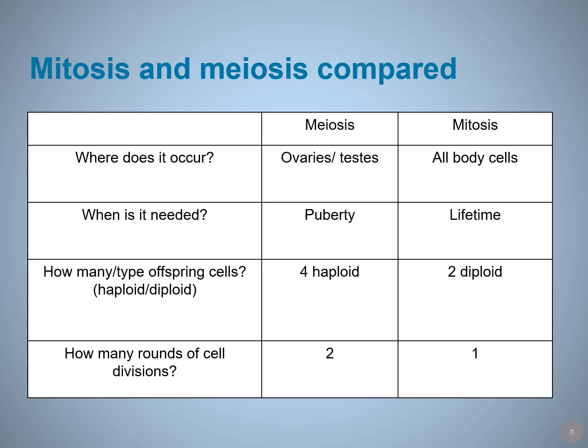Mitosis is going to last a lifetime. So you will continue mitosis all day, every day, throughout your life because you need to produce skin cells, hair cells, everything like that. How many cells come from each of these cell cycles? So in meiosis, there's going to be 4 cells, and in mitosis, there's going to be 2. In each of these cells in meiosis, they will be haploid, meaning that they will have 23 chromosomes. And in mitosis, they're going to be diploid. So that means that they will have 46 chromosomes. And then how many rounds of cell division occur? In meiosis, that will be 2, and in mitosis, that will be 1.